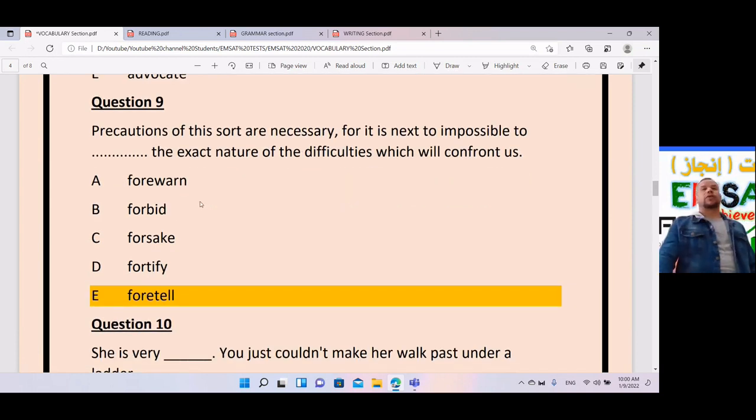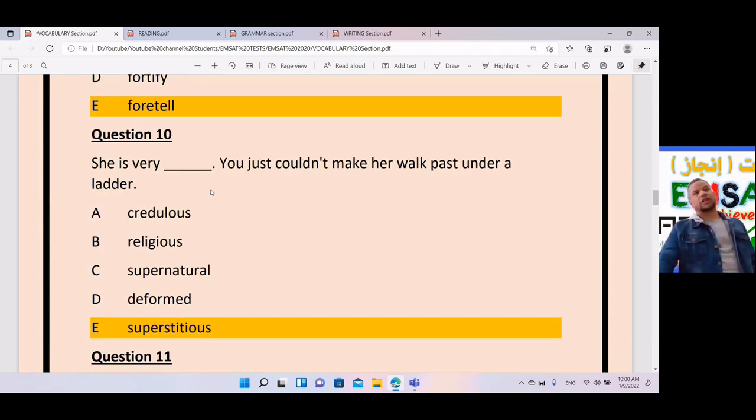Question 9, precautions of this sort are necessary. For it is next to impossible to foretell, because I'm talking about something in the future, the exact nature of the difficulties which will confront us. I'm talking about prediction. So the meaning of prediction, or predict as a verb, is foretell.